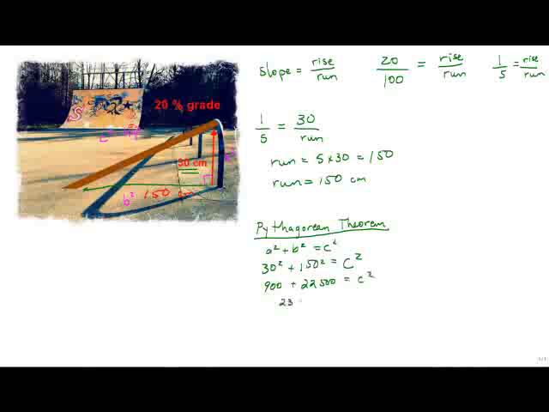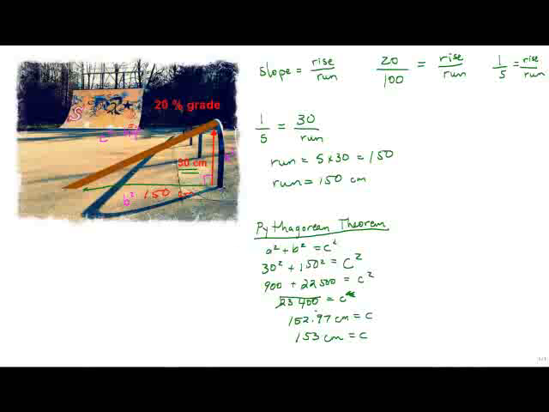We get 23,400 equals our c squared. So to get rid of the squared, what we'll do is take the square root of 23,400, which will then equal c. And the calculator states that the answer is 152.97 centimeters equals c. And if we just quickly round that off, 153 centimeters equals our c.